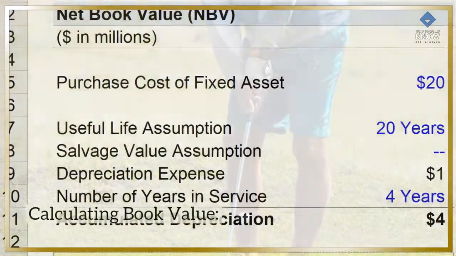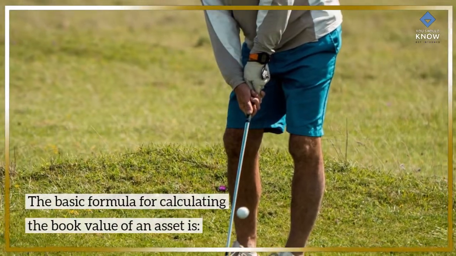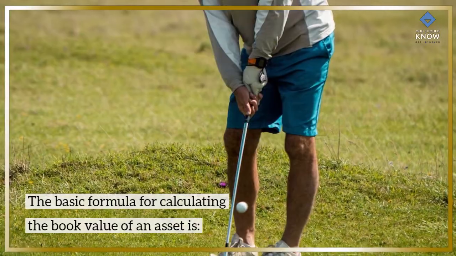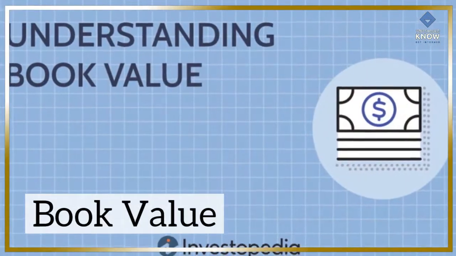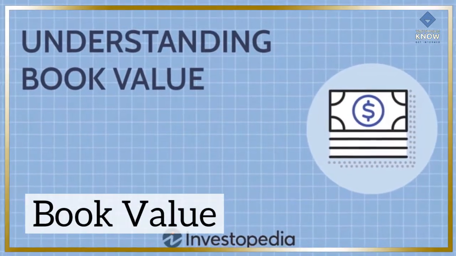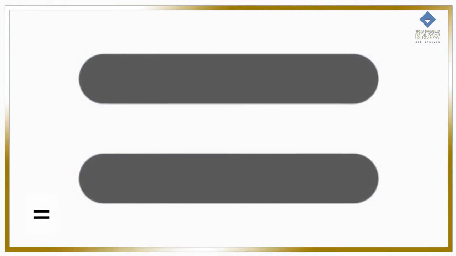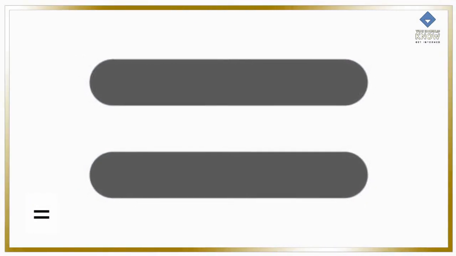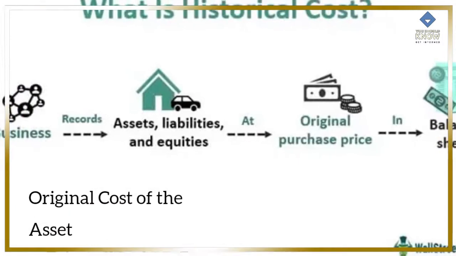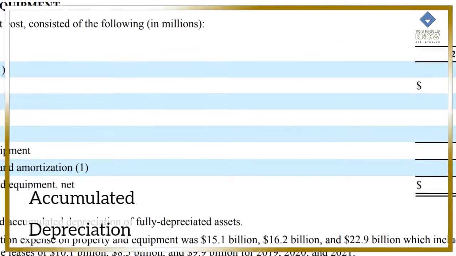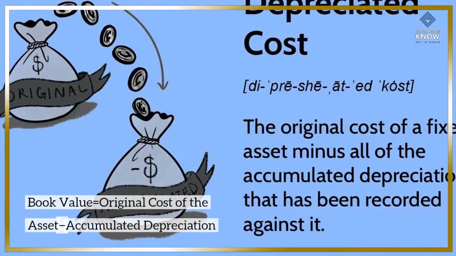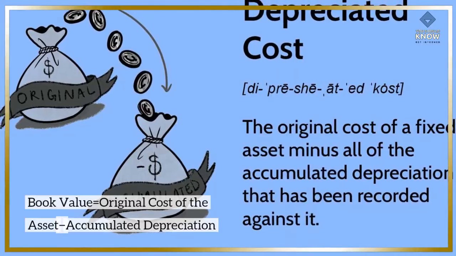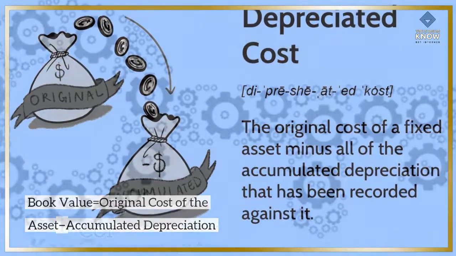Book value is a key metric used to assess the worth of an asset from an accounting perspective. Calculating book value. The basic formula for calculating the book value of an asset is: book value equals original cost of the asset minus accumulated depreciation.